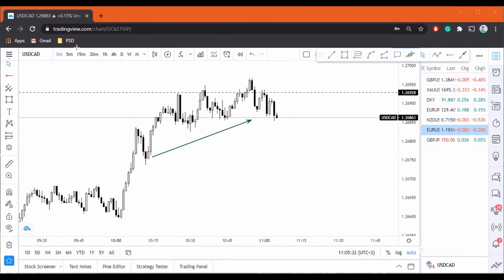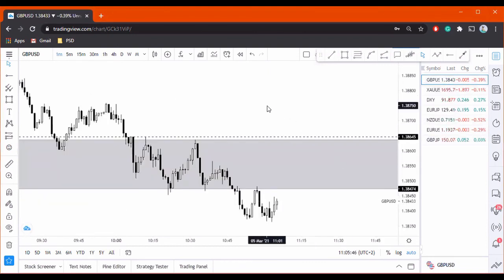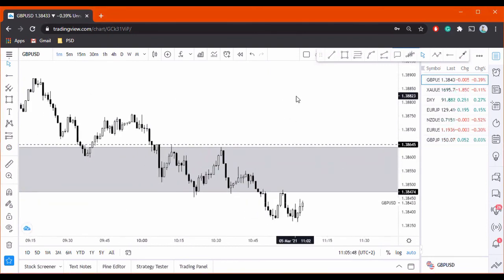I wanna check the pound. Let's check pound USD 1 minute time frame. See, the candles are much better. They are actually moving in a direction on this 1 minute time frame. Because see, price made a low, it came back to retest. Price made a new low, came back to retest. Still, price came down.